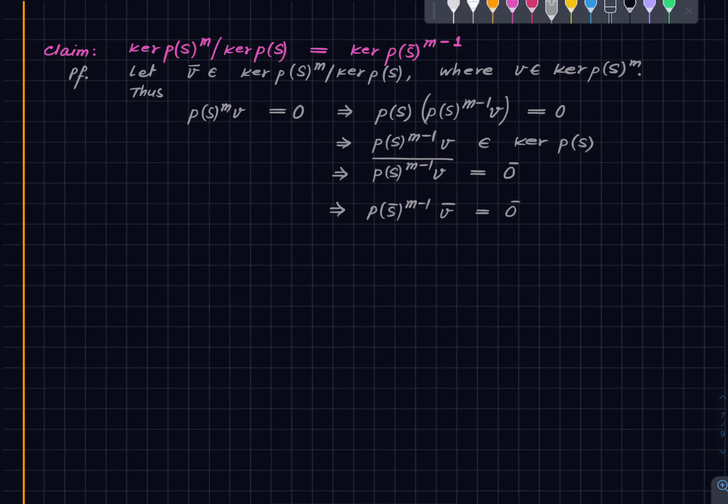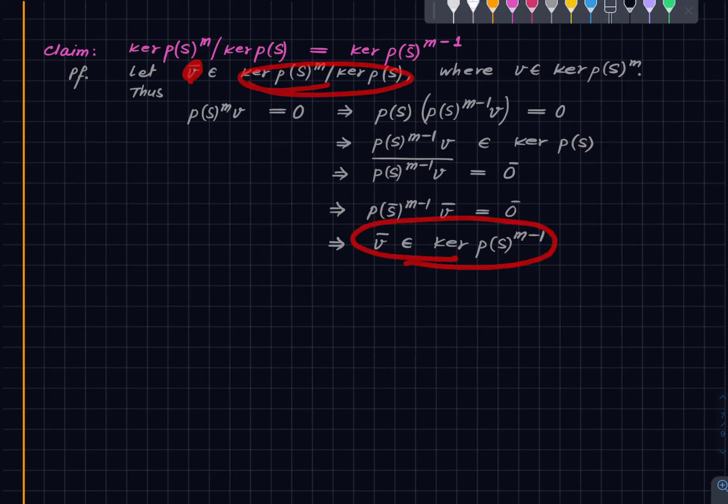Okay, but this implies that v bar is in the kernel of, and this is all. This proves the claim. We started with an arbitrary vector on the left side. We ended up showing that it is on the right side, and hence the claim is proved. Okay. So we finish by applying the rank nullity theorem to pi.